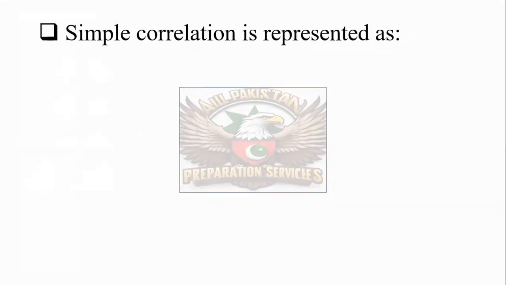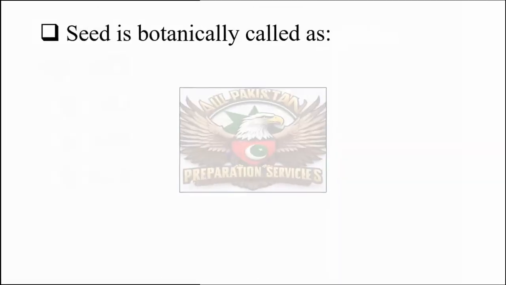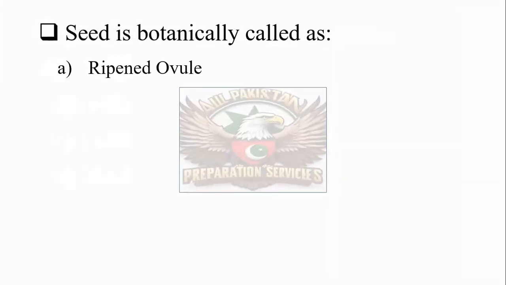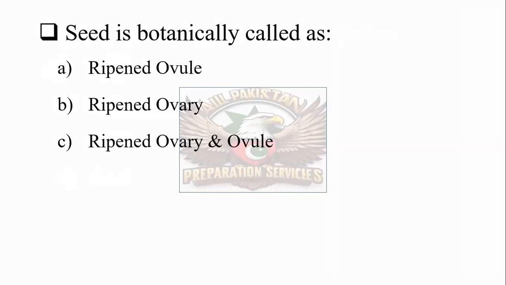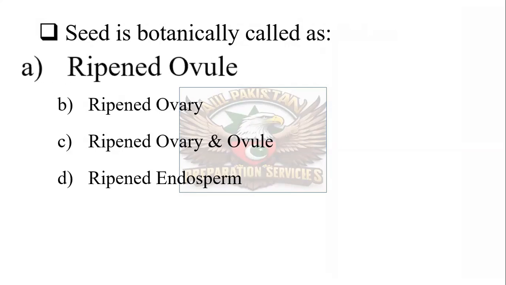Next question: simple correlation is represented as R12, R12.3, or R1.23, capital R 1.23. As you all know, simple correlation is represented as small r12. Next question: seed is botanically called a ripened ovule, ripened ovary, ovule, or ripened endosperm, and the correct one is a ripened ovule. Seed is botanically called a ripened ovule.